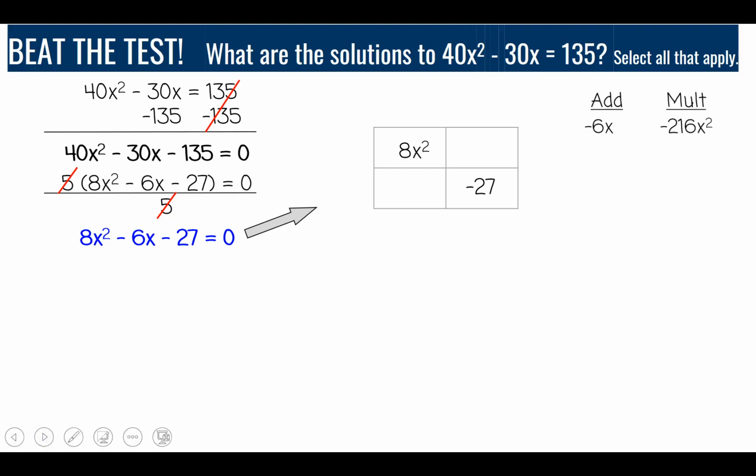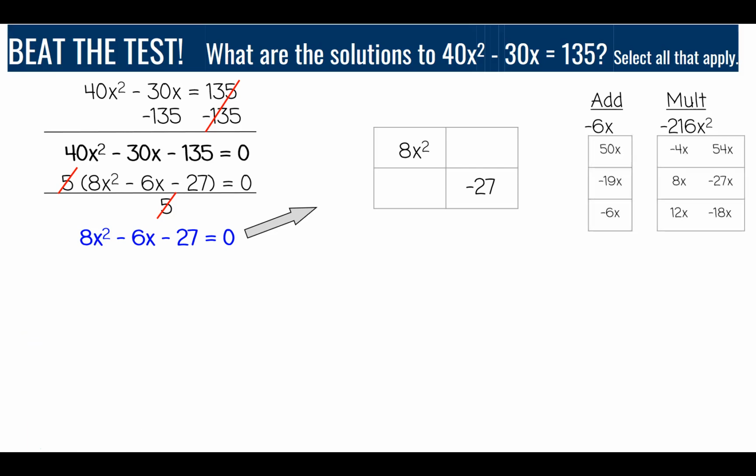So my middle term was negative 6. So my two numbers that I'm missing I have to add to give me negative 6. And then when I multiply 8 and 27 together, I know that my other two numbers have to also multiply to give me negative 216. Okay? Still kind of a big number, but again, smaller than what it would have been if I didn't divide by 5. So here are some options for you. There's 4 and 54, 8 and 27, 12 and 18.